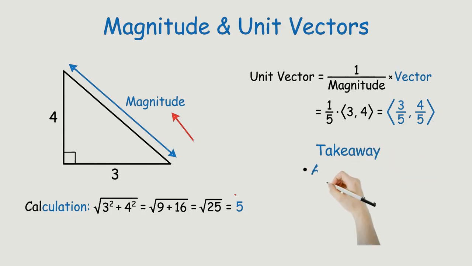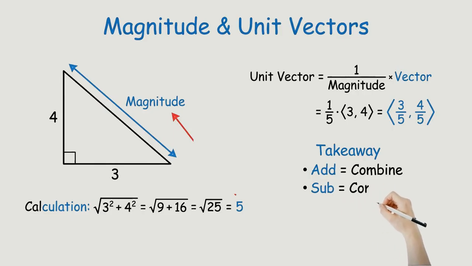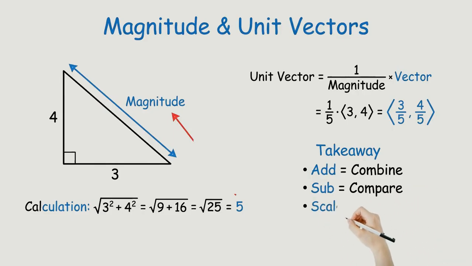The most important takeaway is this. Vectors follow simple rules because they represent movement. Add movements to combine them. Subtract to compare them. Multiply to scale them. Length comes from geometry. If you keep thinking in terms of movement, the math stays clear.